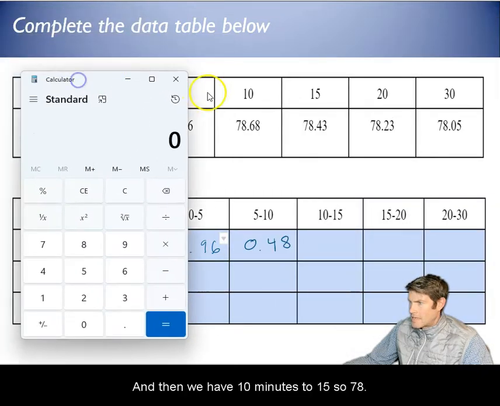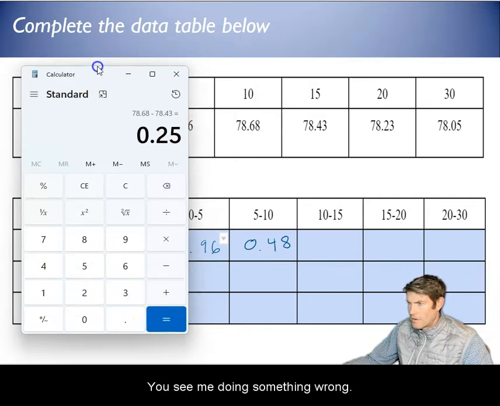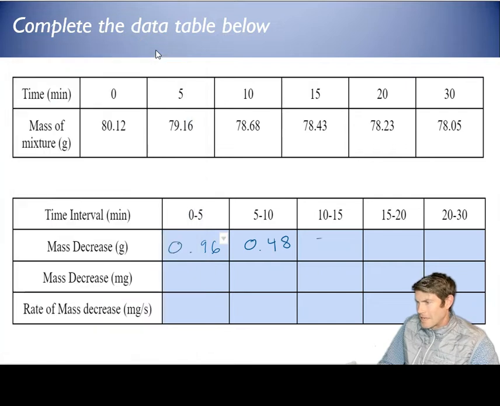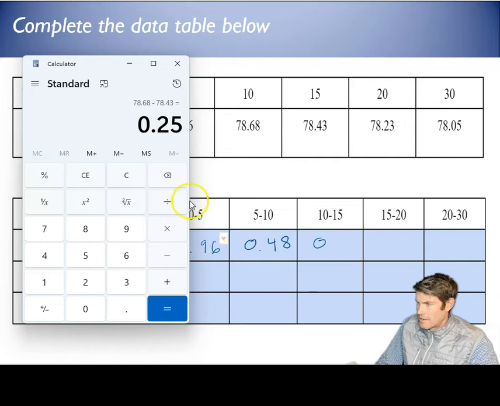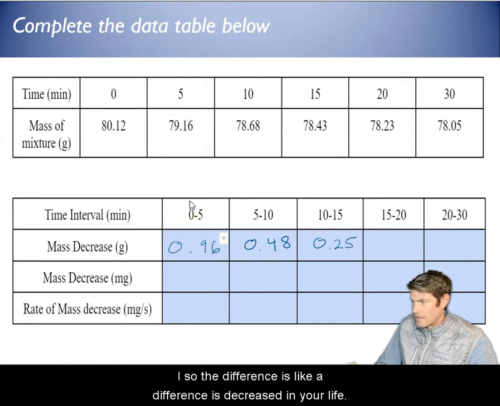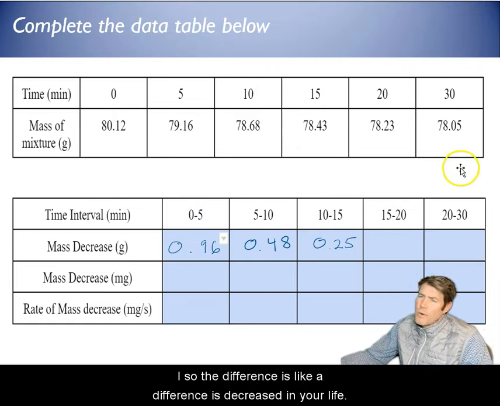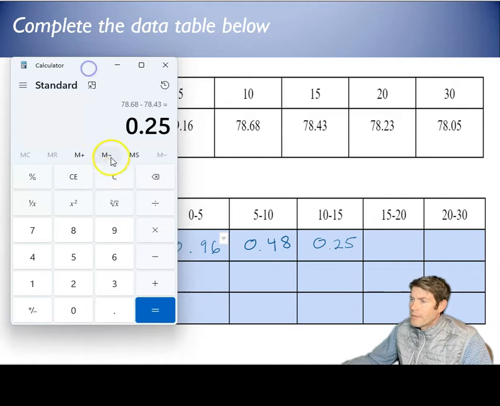And we have 10 minutes to 15, so 78.68 minus 78.43. That's 0.25. So it looks like the difference is decreasing. Whenever you're doing stuff, look for trends and patterns, whatever you're doing.